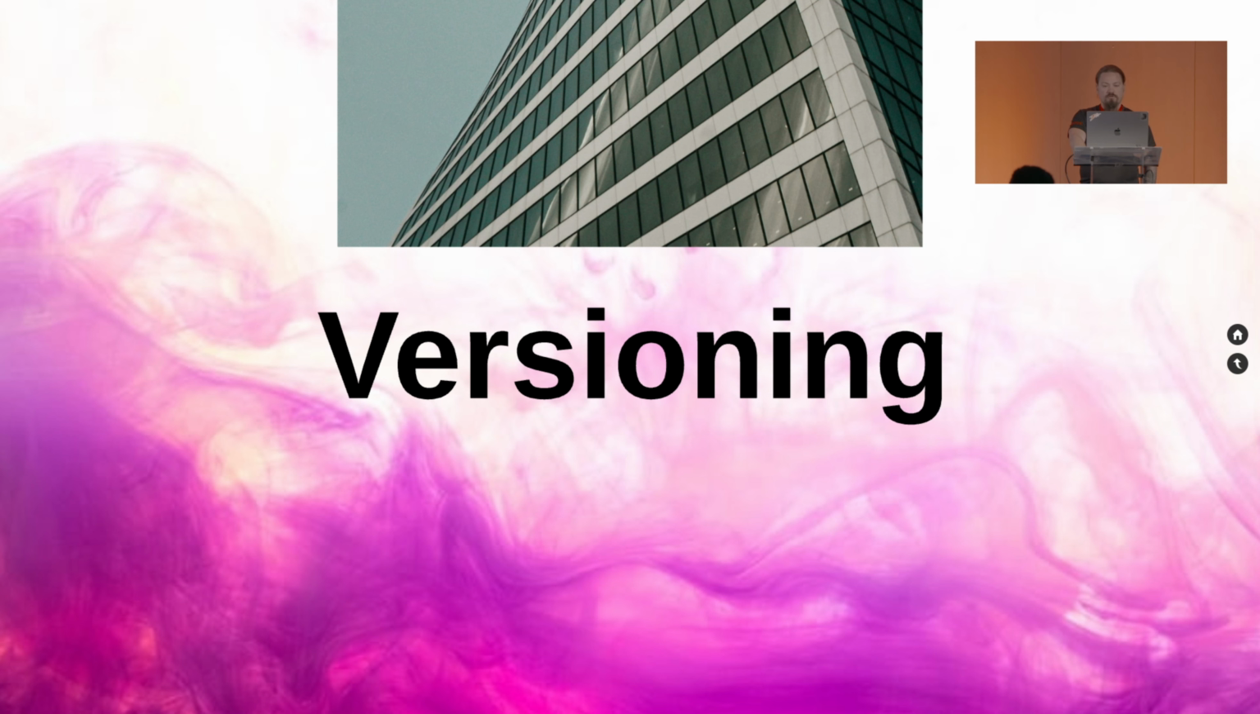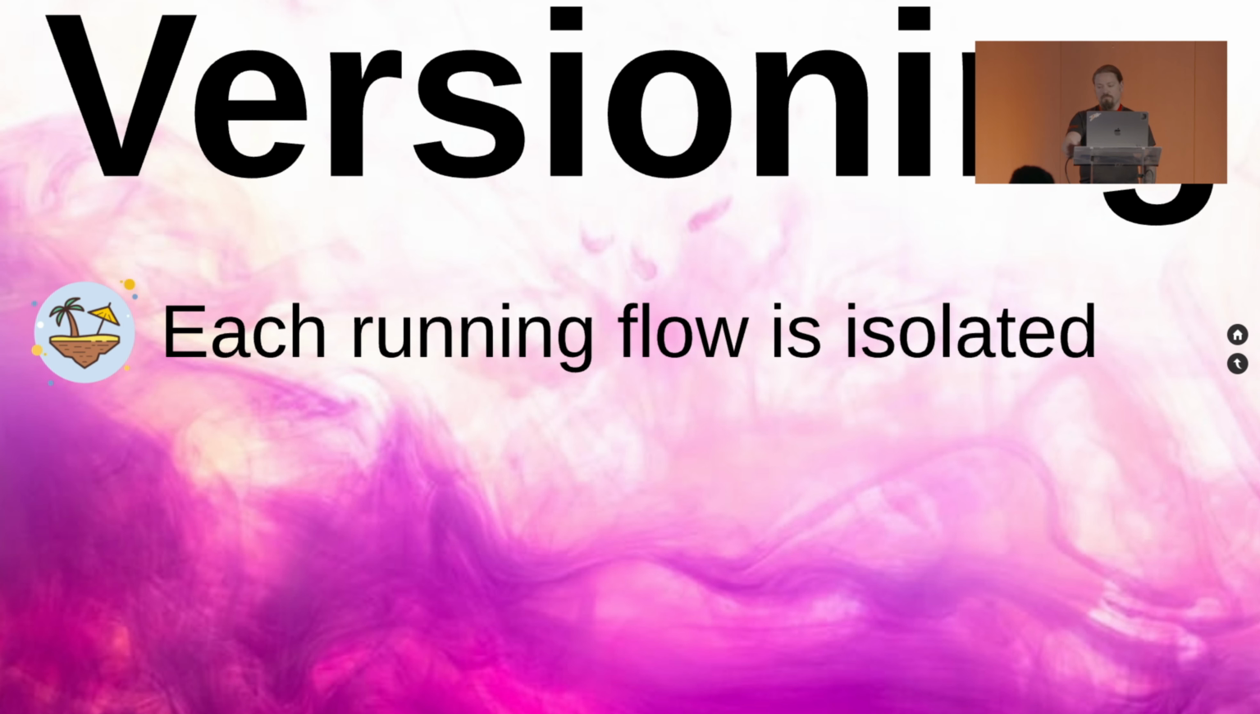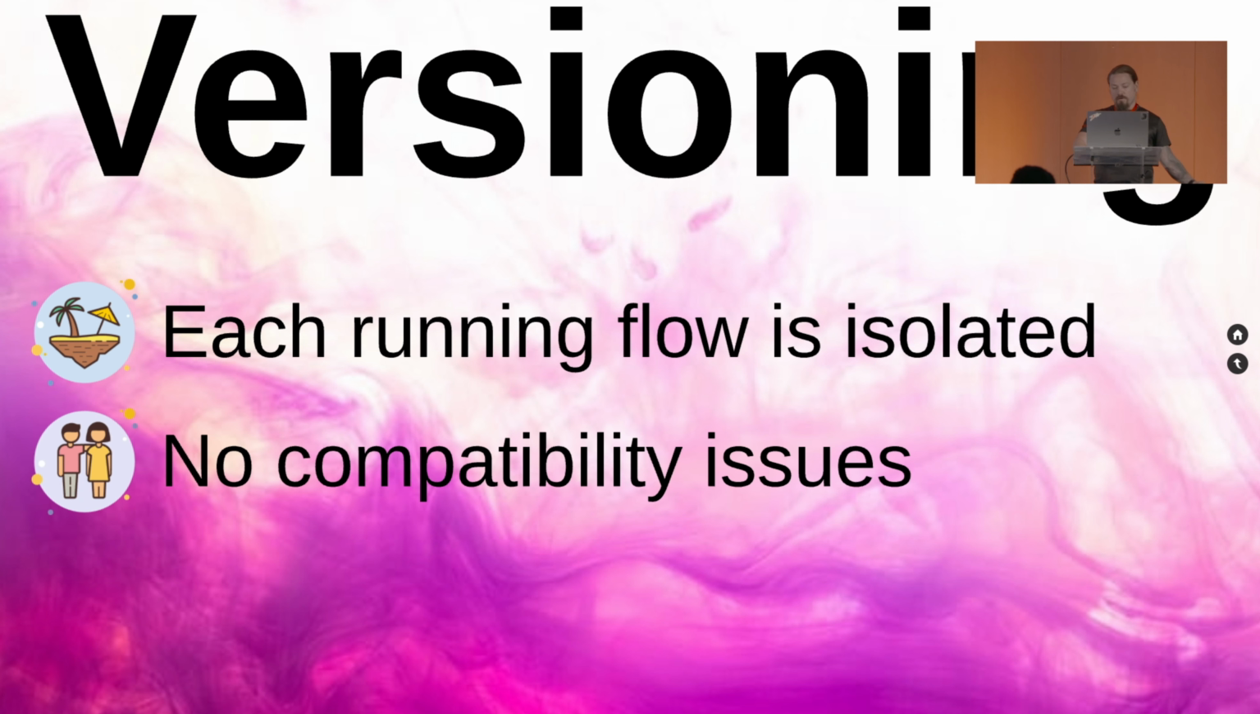People sometimes ask about versioning. What happens if you update your workflow definition? What happens with the running flows and so on? Because of how the persistence is implemented in ZIO Flow, each running workflow is completely isolated from each other. Once you submit it, it contains the full workflow definition of what's happening. So it's not like it's pointing to some kind of shared code repository or such things. So they are isolated. There are no compatibility issues.